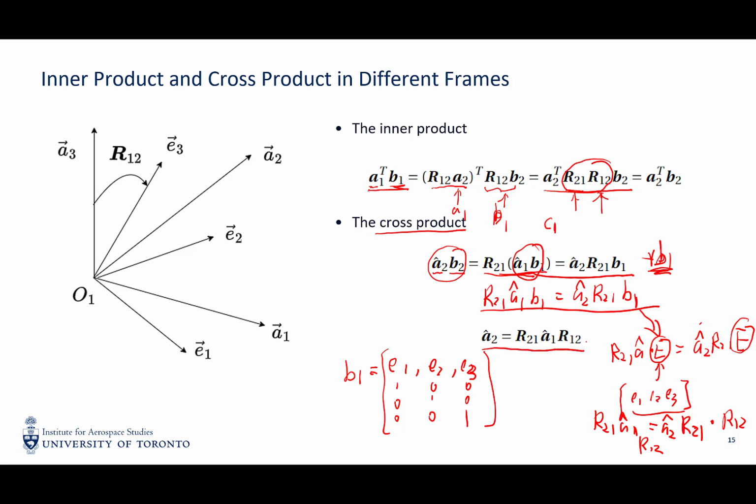So the thing is that if we have the coordinates of the same vector A expressed in frame 1 and frame 2, then the skew symmetric matrix generated by these two coordinates has the following relationship. Yeah, so we're going to use this to do the cross product, but in different frames later.